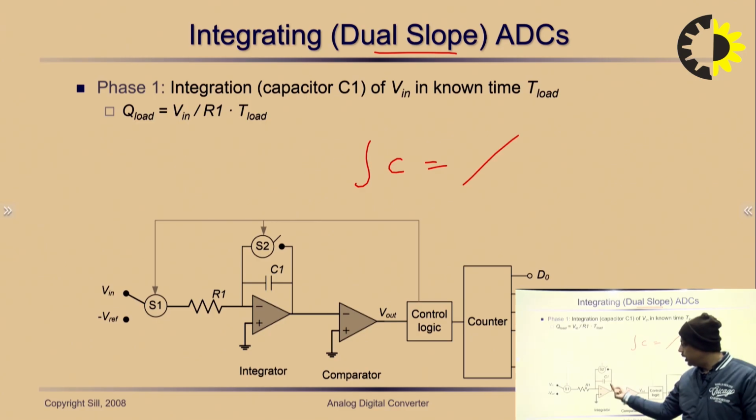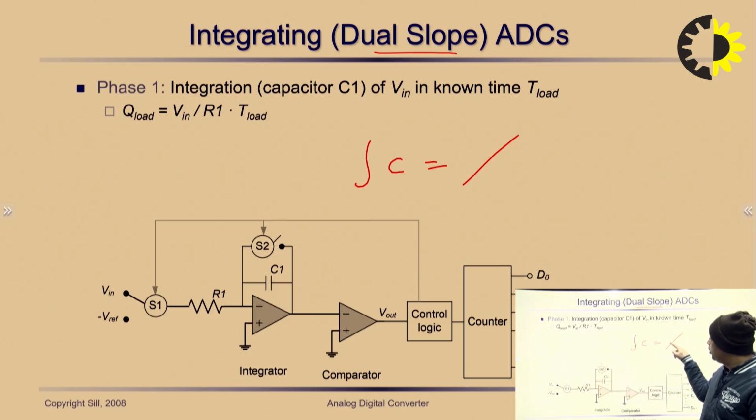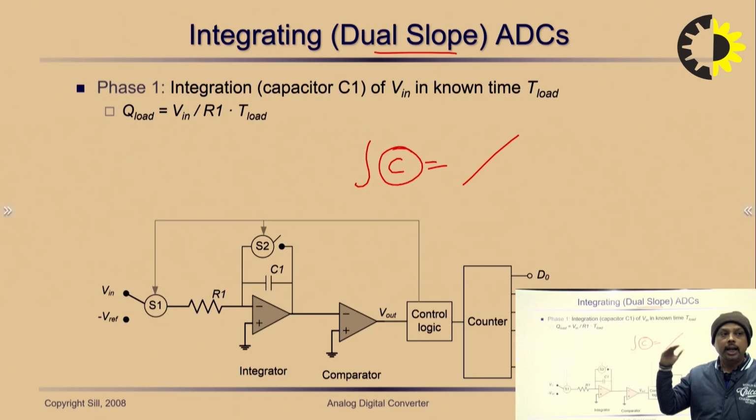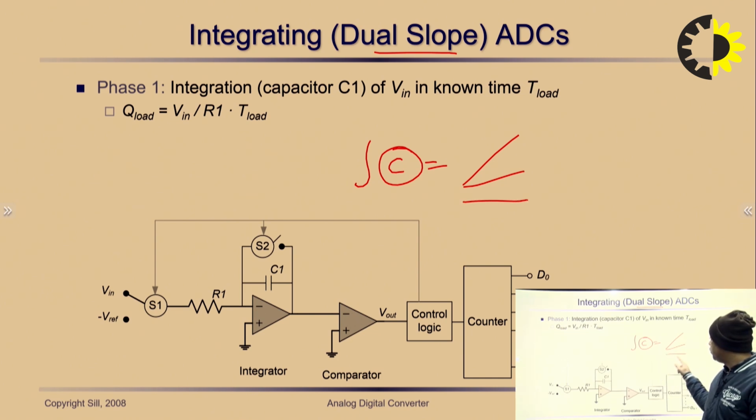So this integrator converts this constant voltage into a slope. The amount of the slope is defined by the value of the constant. If the constant value or the input voltage is high, the slope is large. If the input voltage is low, the slope is low, and we can produce this output or integrate it for a constant time.